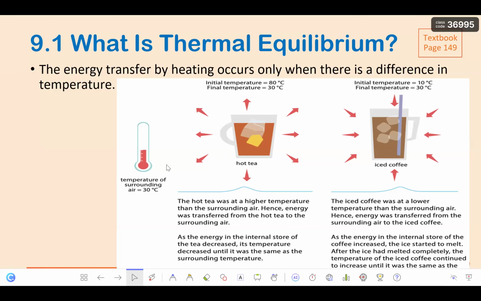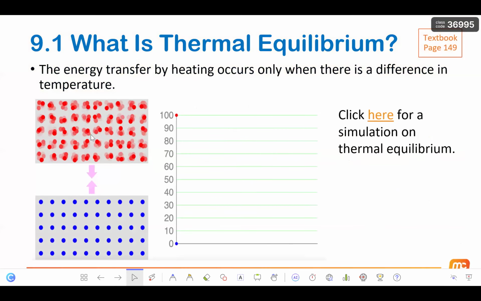Okay, so we can take a look at this. I have a hot substance and I have a cold substance. My hot substance is represented by the red particles. You can see that when it's very hot, the particles have a lot of kinetic energy, and the particles are moving faster and faster. While when it's cold, the particles don't have that much energy. They are moving very slowly, vibrating on their spots.